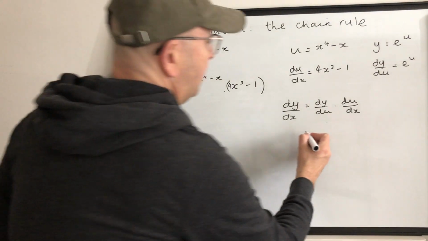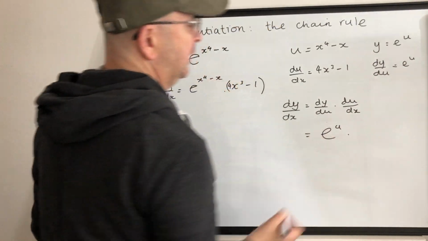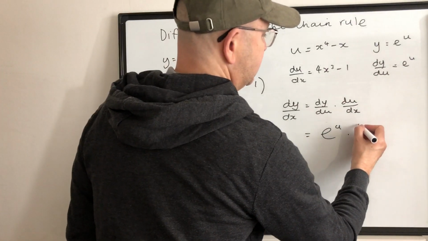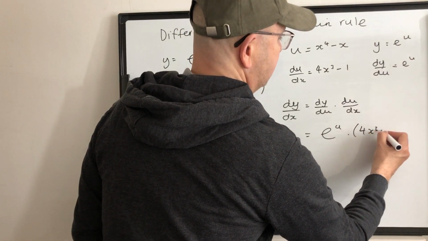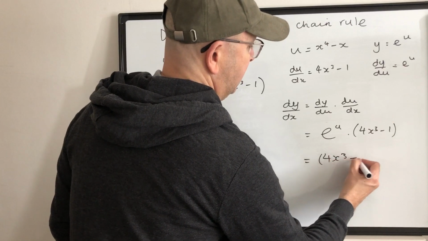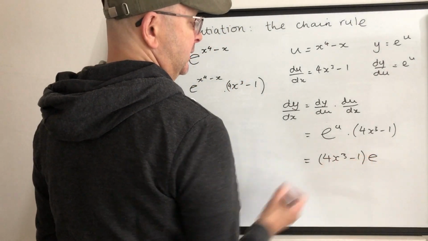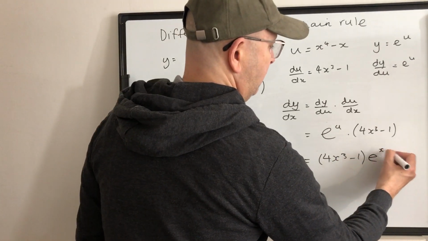So we've got dy/du is e to the u times by du/dx, which is 4x cubed minus 1, and we substitute back. Maybe this time round I'll write it in the more general way where you put this bracket here first, and then we'll get that.